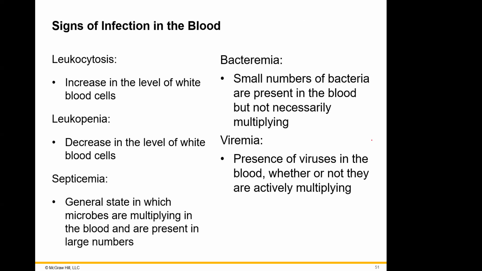So again, leukocytosis, increase in white blood cells. Leukopenia, decrease in white blood cells. Septicemia is going to be flourishing microbes in the blood where they should not be. Bacteremia, small numbers of bacteria in the blood. If bacteria is just there but doesn't seem to be flourishing, bacteremia. Okay. If it is flourishing, septicemia. So those two are kind of extremes of one another. All right. Viremia, fungemia, those speak for themselves.